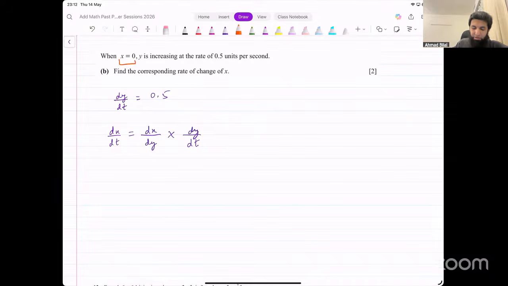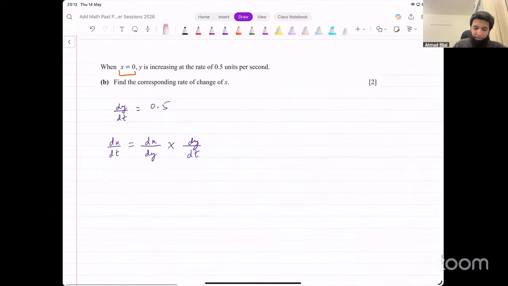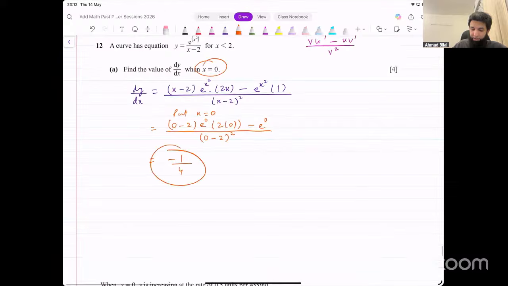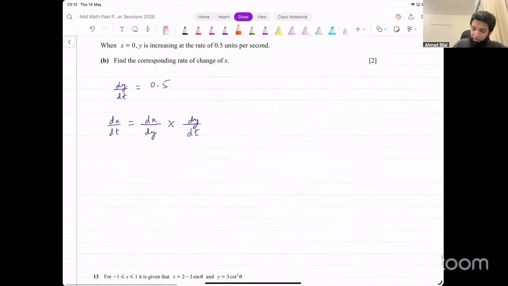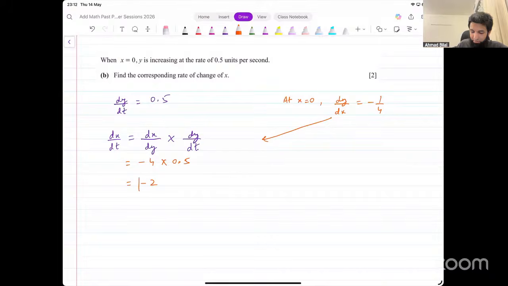At x equal to 0, they made you find the derivative at that point in the first part already. So we know at that particular point when x is equal to 0, dy over dx has this value. We already have that. When x is equal to 0, the value for dy over dx is negative 1 over 4. Now what about dx over dy? That will be the reciprocal of this. That's minus 4 into 0.5, that's half of that. That means minus 2. That's dx over dt that we were looking for.